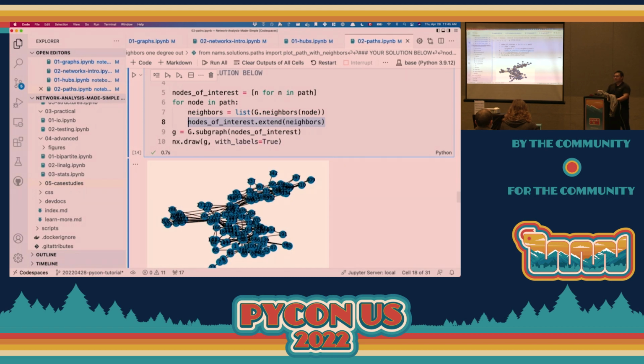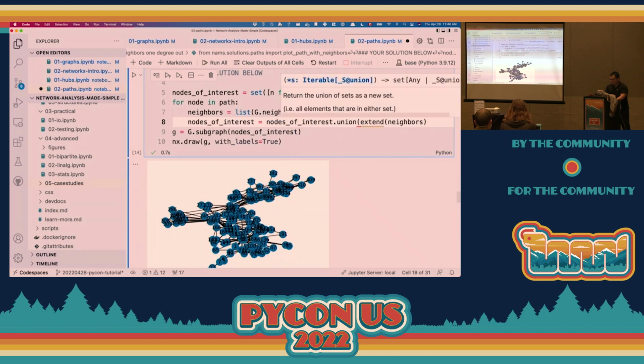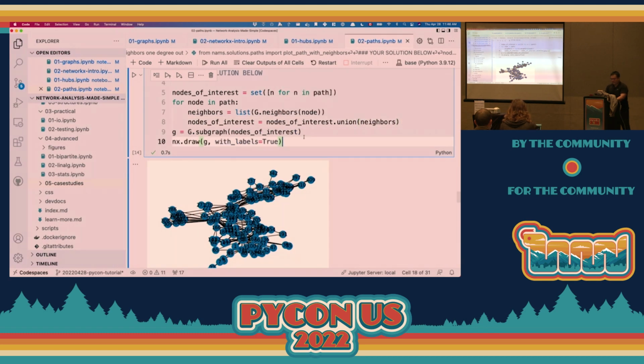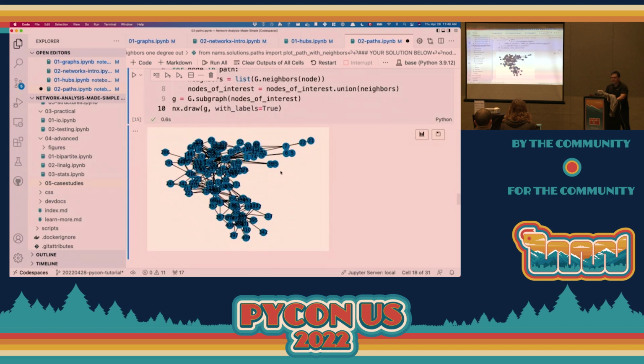Now, you might have realized, as I just did, that the better way to handle this is with sets, if we really wanted to guarantee that there were no duplicate additions of neighbors into the list, right? So if we do that, we might do this, and then we might do nodes of interest equals nodes of interest dot union of neighbors. I think that should work. And yes, it does, and we get the same solution.